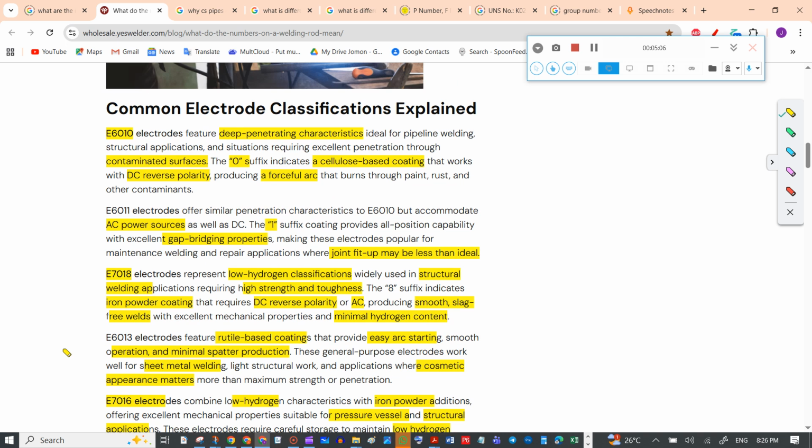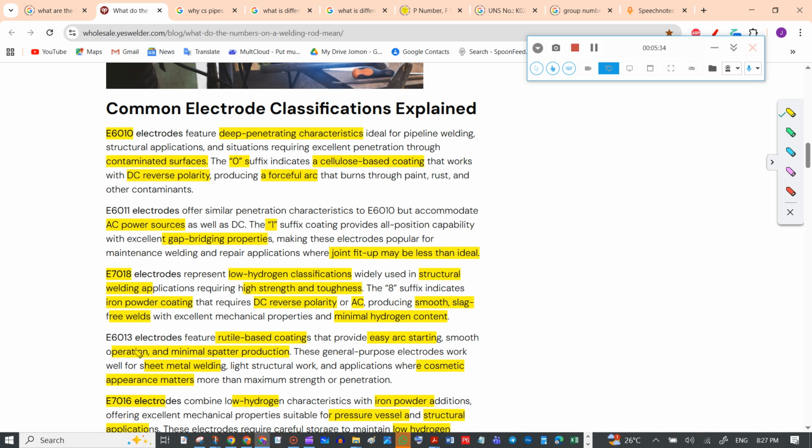Here we have another electrode classification, E6011. The 1 indicates all position capability. This one has excellent gap bridging properties, making the electrode popular for maintenance welding and repair applications where joint fit-up may be less than ideal.